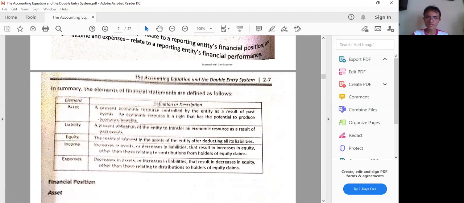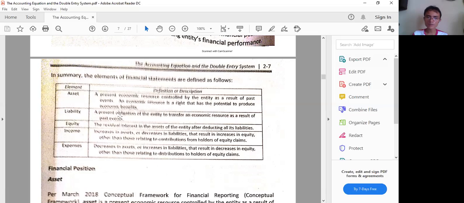Asset is basically defined, as said a while ago on the picture, if you can remember, as the economic resources owned by the business. So the business has the right to control the asset, the right to produce the economic benefits, which are normally in the future. These are obtained from past events.